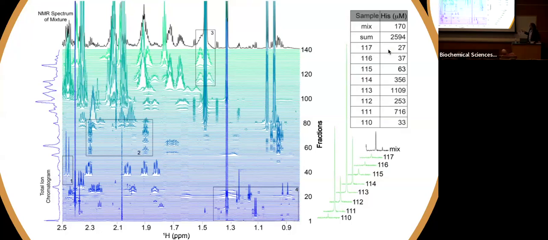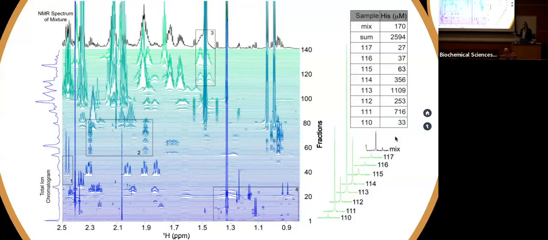If you do it right, this is between 1 and 2 nanomoles of sample right there in that spectrum. The mix is 170 micromolar. And if you sum all of these peaks together, you get 2594. And actually, it's embarrassingly close to 15. I think it's 15.2 times the mix. So it scales proportionally to how much material you injected onto that experiment.